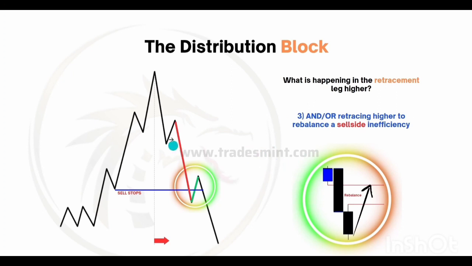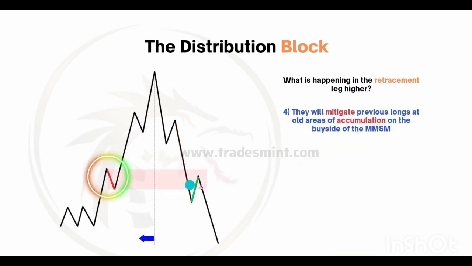and or rebalance inside the expansion leg that broke below the first stage of accumulation. Inside of this area, once we have ran stops and or rebalanced, there will be another stage of mitigation where the previous longs in the retracement leg higher will be mitigated inside of old areas of accumulation on the buy side of the market maker sell model. And they will do this inside of the lowest down close candles.